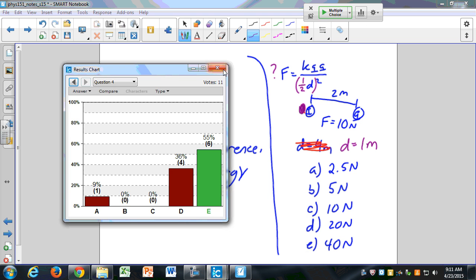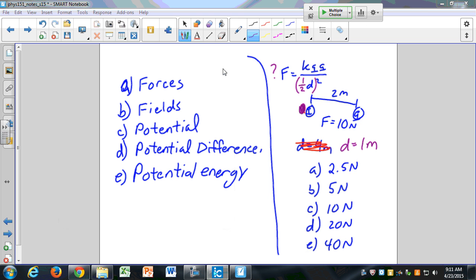E is the right answer. If I have this expression and I have a 1/2 here, it's going to be squared. That means that I'm going to get a factor of 1/4 in the denominator, and if I have a 1/4 in the denominator, that comes up on the other side, and I'm going to get a factor of 4 here in front of my force. So where I had 10 newtons, I'm now going to have 40 newtons by bringing them twice as close together, or by halving the distance.